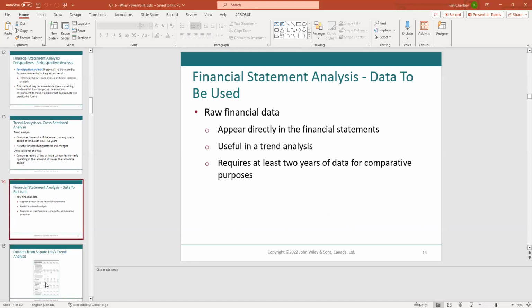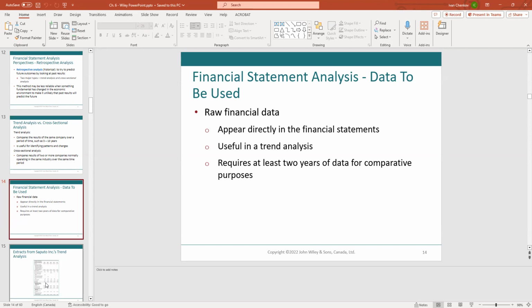So how are we going to do this? We're going to go directly to the first information on hand, which is the raw financial information. The raw information, where we're going to find it directly from the financial statements. That will be useful for our trend analysis.